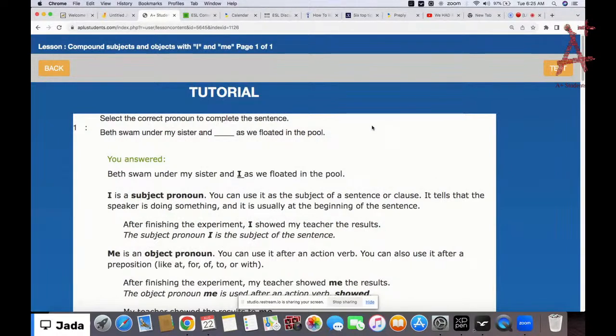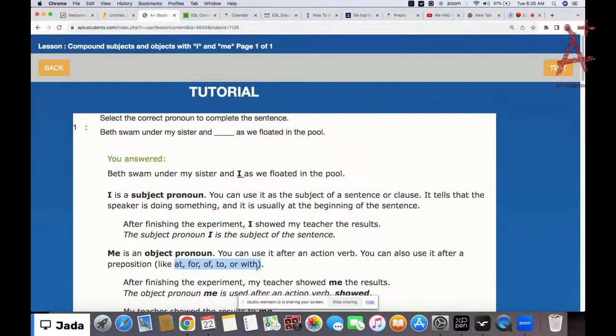So these are the prepositions here. Okay, so me is an object pronoun. And it can be used after an action verb. So you note that action verb is something that is happening. You're doing something. That's how you know the action verb. And you can also use it after a preposition. Remember the preposition. So we have at, for, of, to, or with. So that's it for I and me.